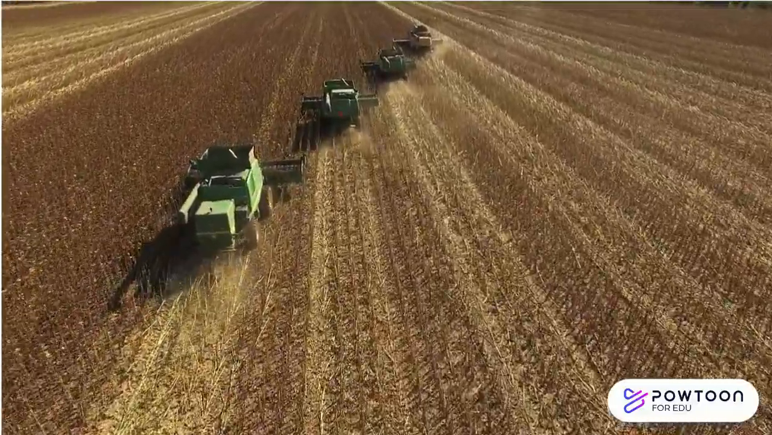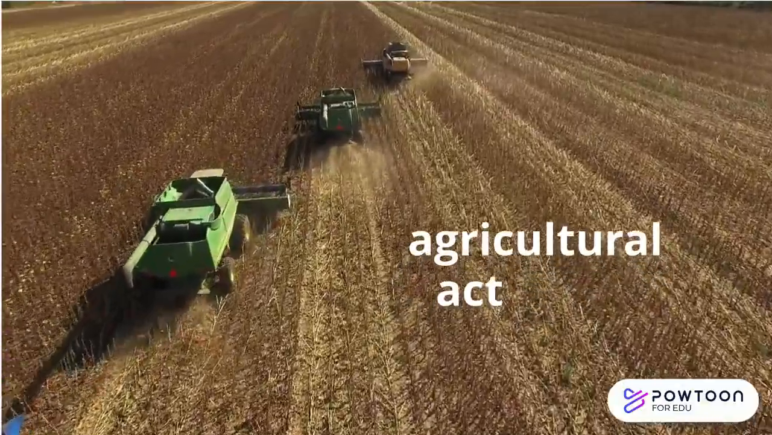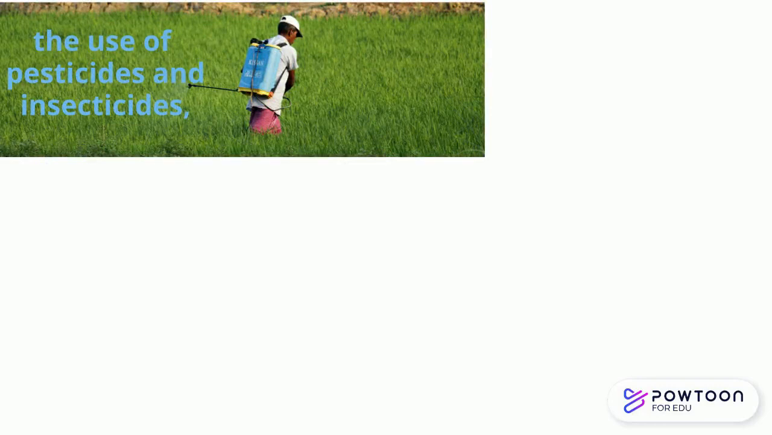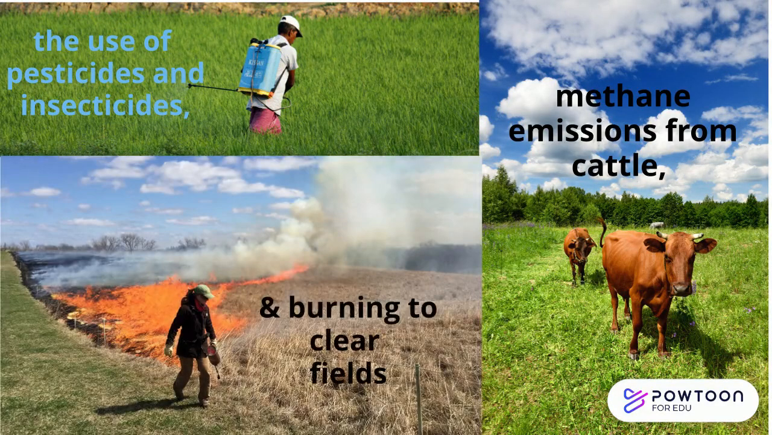Next on the list of human causes of air pollution are a variety of agricultural activities, which include such things as the use of pesticides and insecticides, methane emissions from cattle, and burning to clear fields.